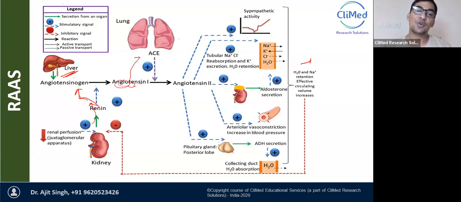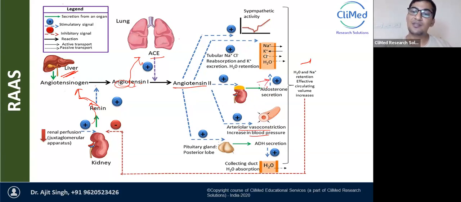Okay, and then it goes to the lungs, and in the lungs angiotensin 1 is converted into angiotensin 2 by ACE, angiotensin converting enzyme. Then angiotensin 2 will go to the aldosterone system and activate the aldosterone secretion. It will activate the sympathetic activity, and it will go to your pituitary gland also and activate the ADH secretion also, and it will go to your vessels, every vessel, every cell, and do the arterial vasoconstriction and increase the blood pressure.